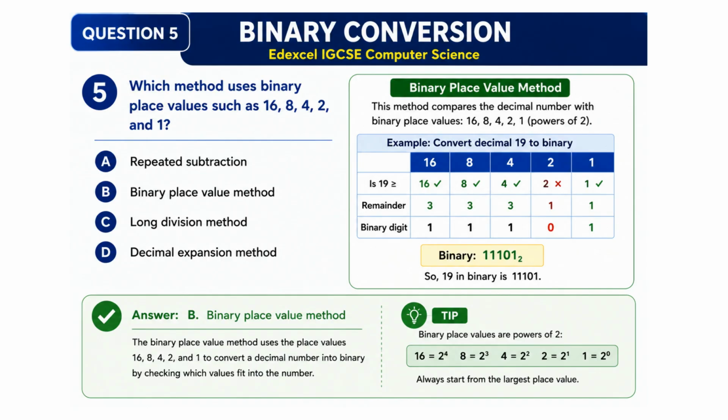Next, compare 3 with 8 and 4. It is smaller than both, so write 0 for those positions. Then compare 3 with 2. It fits, so write 1. Finally, compare the remaining 1 with 1, and write 1. The binary number is 10011. A useful exam tip is, always start with the largest binary place value, and work your way down to 1. This makes the conversion quick and accurate.